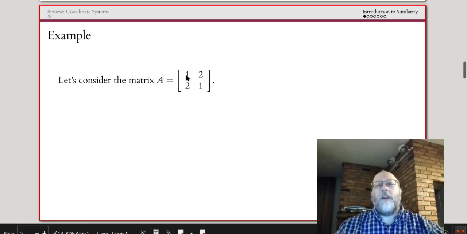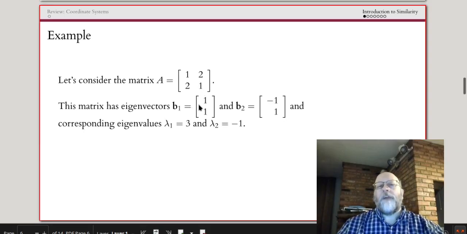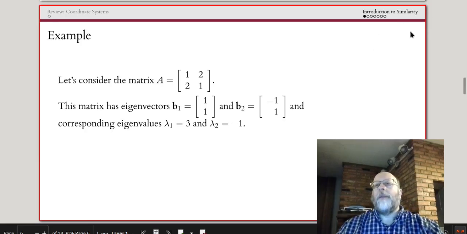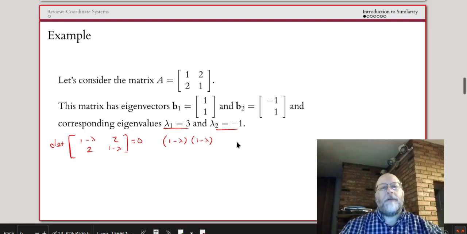So let's look at this matrix here, 1, 2, 2, 1. This matrix has eigenvectors 1, 1 and negative 1, 1, and the eigenvalues are 3 and negative 1. We've done this before, but let me review how we find this information. We find the eigenvalues first by subtracting lambda from the diagonal: 1 minus lambda, 2, 2, and 1 minus lambda. We take the determinant of that and set it equal to 0. So that's 1 minus lambda times 1 minus lambda, minus 4, equals 0.